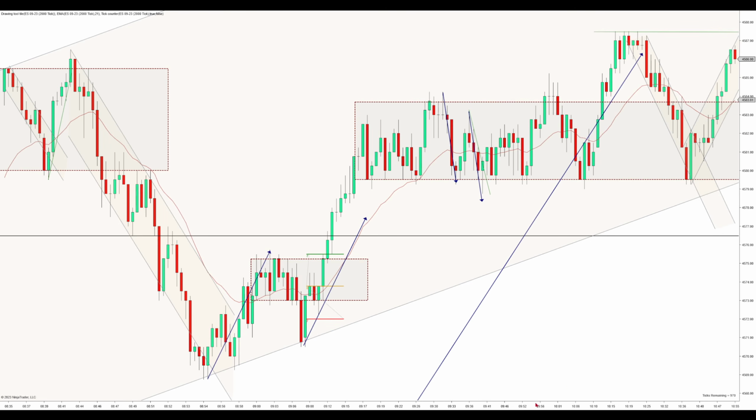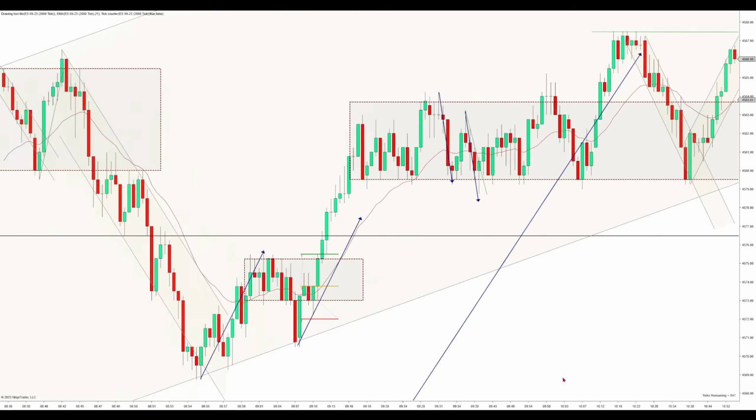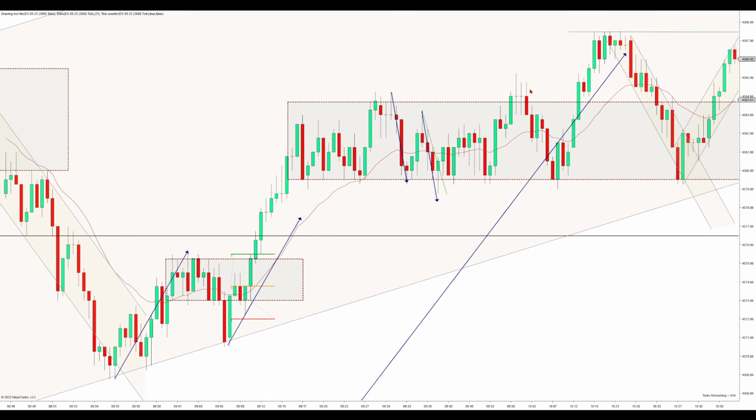I mean, we clearly rejected. There's so much rejection at this level right here. Price couldn't even retest the overnight high again. That's really telling you the bulls are taking off. And so entering short is really risky right into that EMA. So unfortunately, there's no trade there.